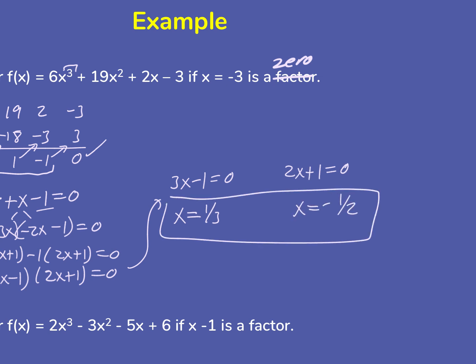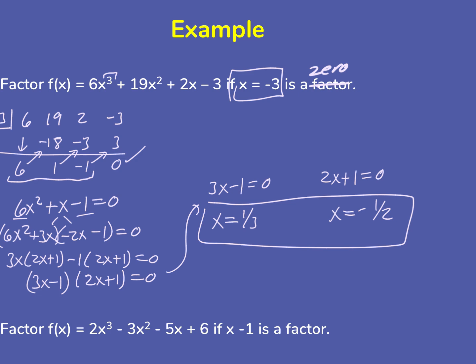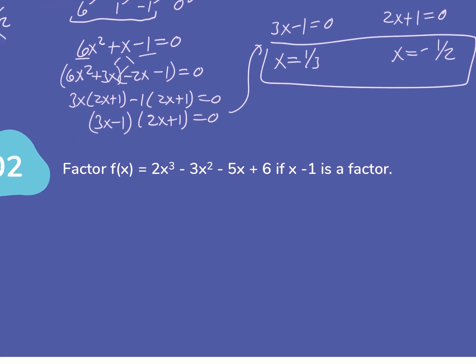All right, so those are our two other zeros. We were given one of them, and we found two more. And we expected 3 answers. Like I had mentioned way back when, if you see the highest exponent is 3, you should expect 3 answers. All right, let's try the same thing with the next one.